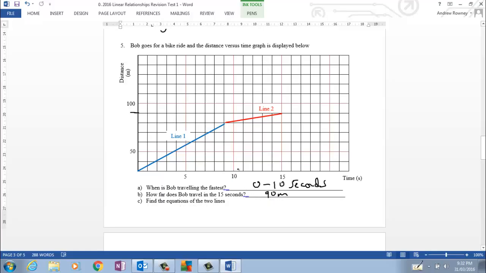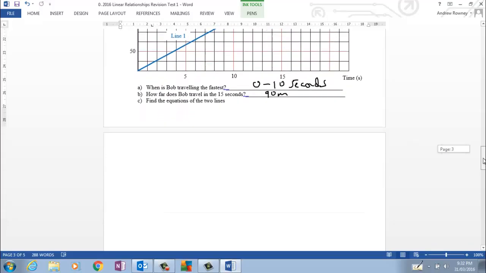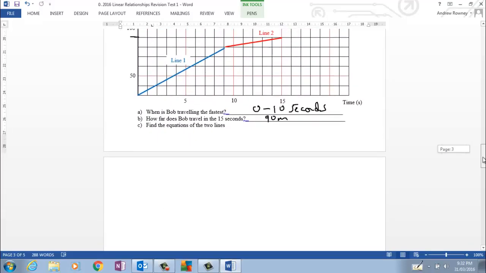Find the equations of the two lines. So we have to do a similar thing to the previous question. We're going to do line 1 first, so we can get the slope using rise on run. Now looking at the blue line, line 1, the slope is going to be rise. The rise here is, notice each division is 10, because it's 60, 70, 80, 90, 100. So this is 10, 20, 30, 40, 50.